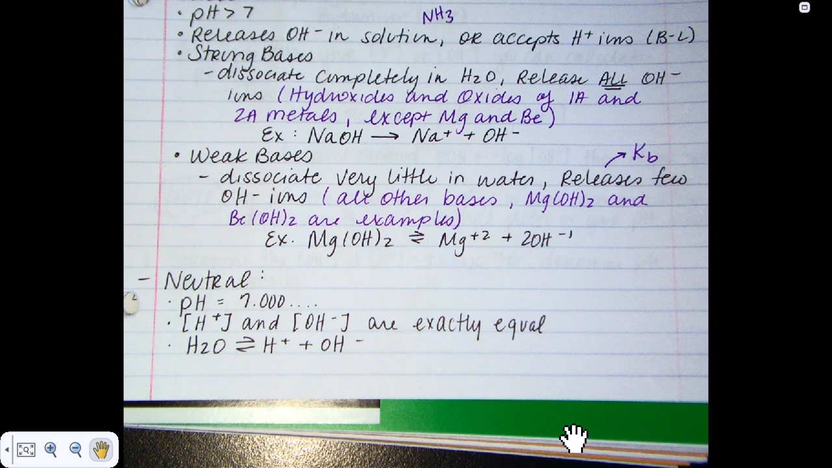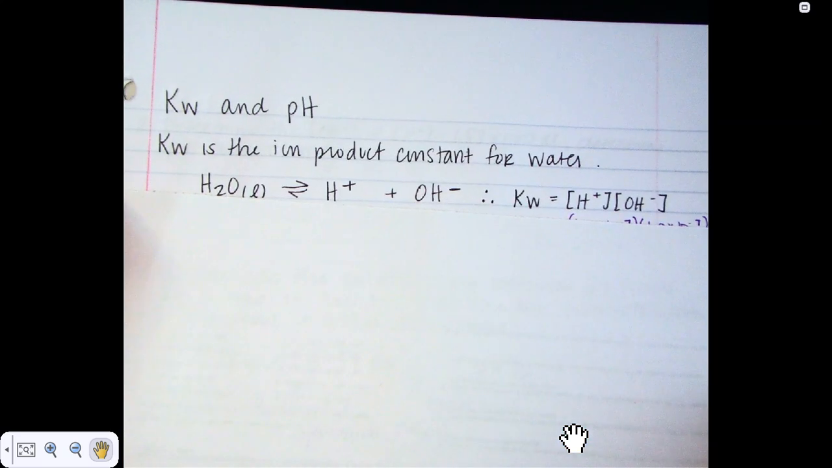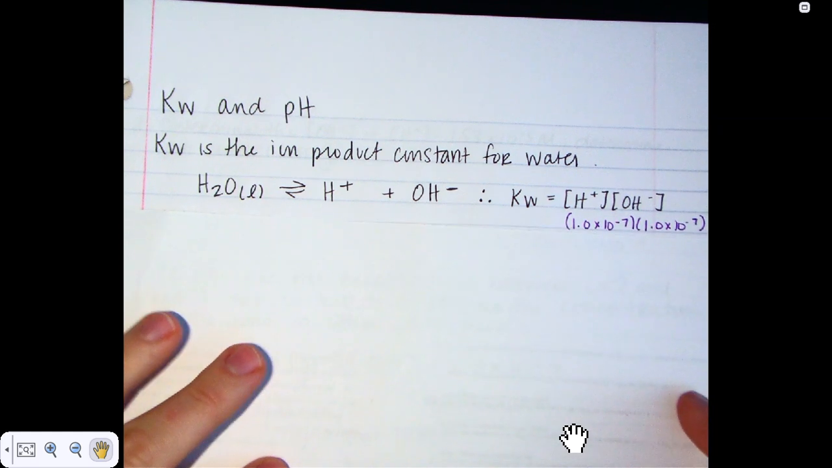Kw is the ion product constant for specifically water. So let's talk about how we get there. All right, so Kw and pH. So Kw is the ion product constant for water.